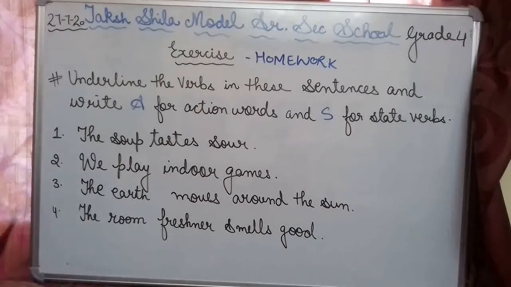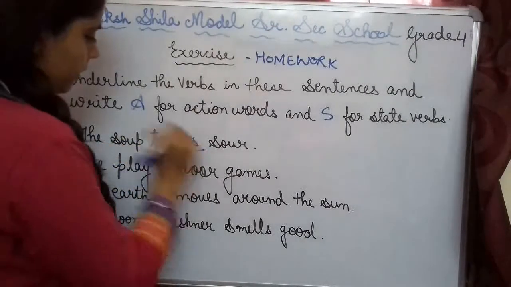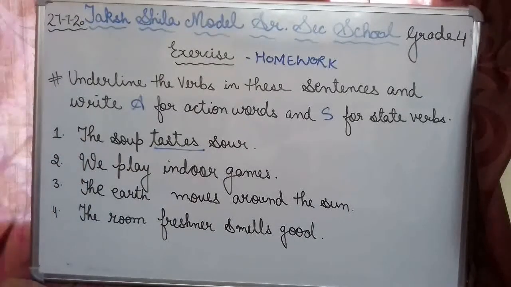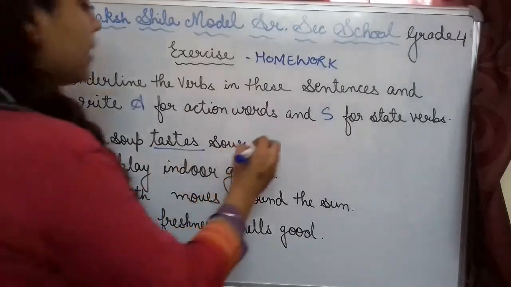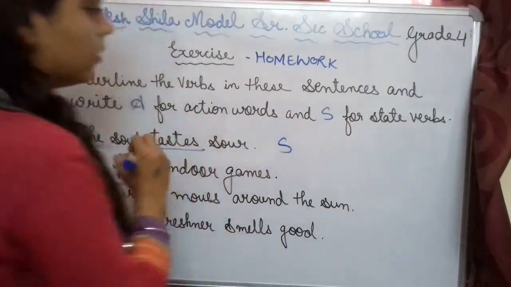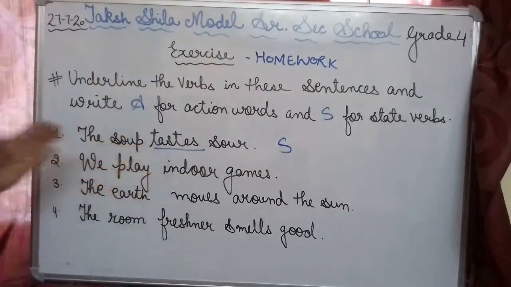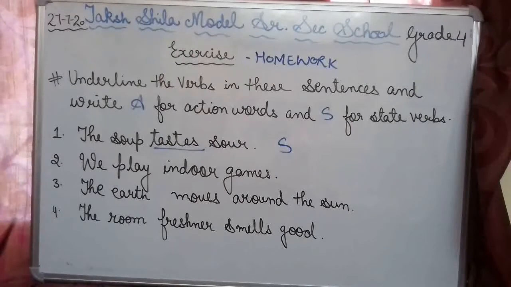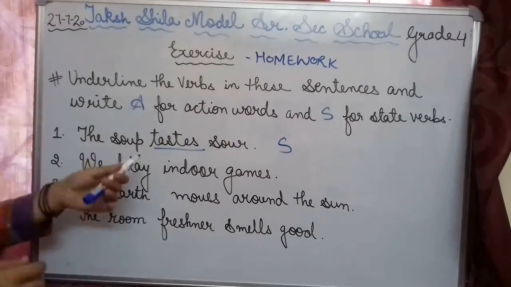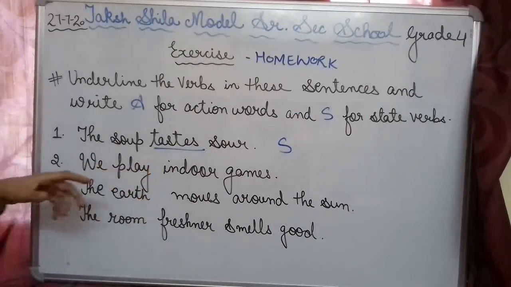First of all, we have to underline the verbs in these sentences. What is the verb in this sentence? Tell me. Taste. Right? Okay. Now, whether it is an action or state verb. It is a state verb. Right? It is not showing action. कोई soup पीने से कोई action नहीं हो रहा, right? Just what it is, sense. The verbs which show the senses. हम taste कर रहे हैं, sense feel हो रहा है, right?